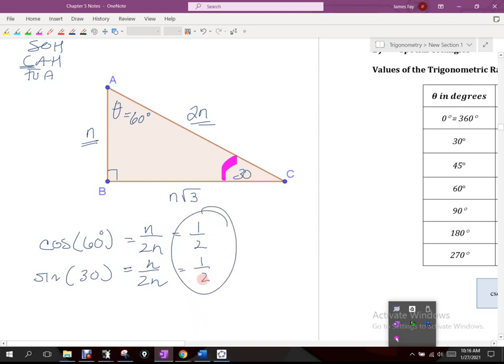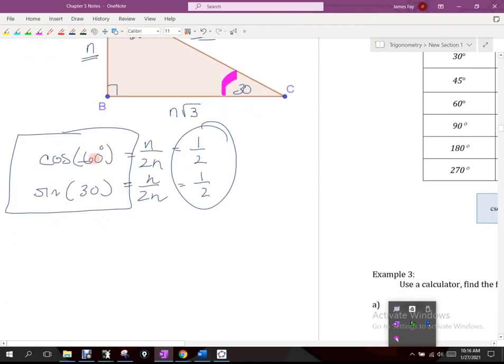So because those are the same, what's that tell me about those two? They're the same, right? They're both 1/2. This is just another way of writing the number 1/2. What's the relationship between 60 and 30?